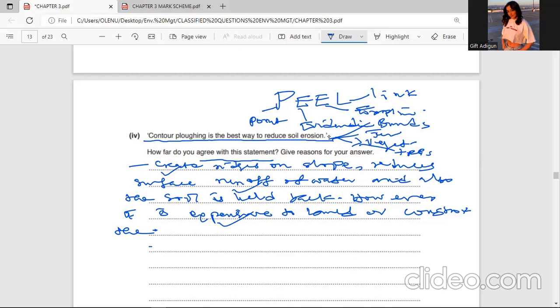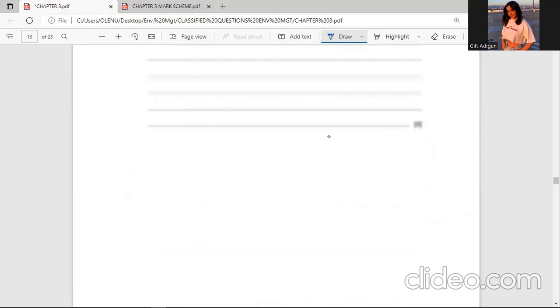So before I end this, contour plowing can be a very useful method of controlling soil erosion. However, I can include things like terracing and bunds, which are quite less expensive, and planting of vegetation that will help to reduce surface runoff, and trees that will act as windbreaks. Now, you see, I've brought those aspects into my explanation. So if you're able to do that, you've looked at both, which is very important.